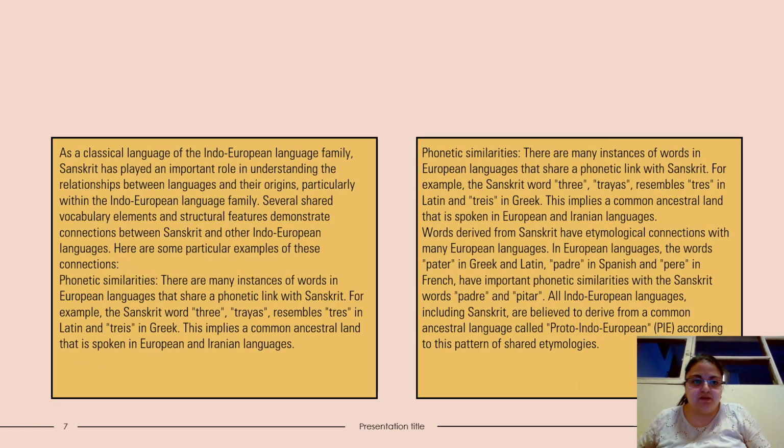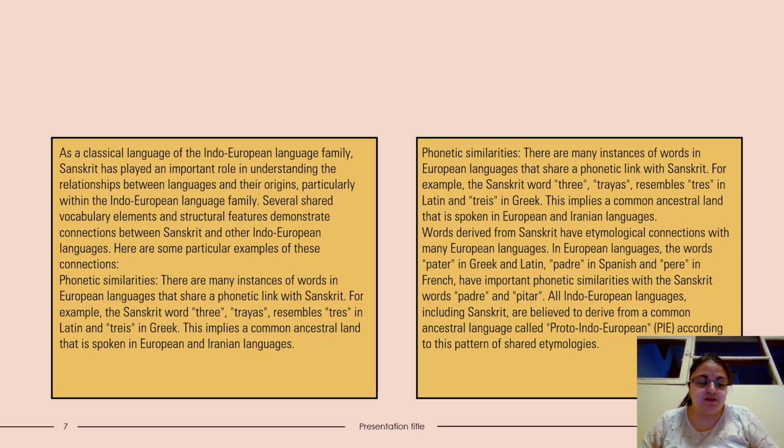Let's continue. As a classical language of the Indo-European language family, Sanskrit has played an important role in understanding the relationships between languages and their origins, particularly within the Indo-European language family. Several shared vocabulary elements and structural features demonstrate connections between Sanskrit and other Indo-European languages.